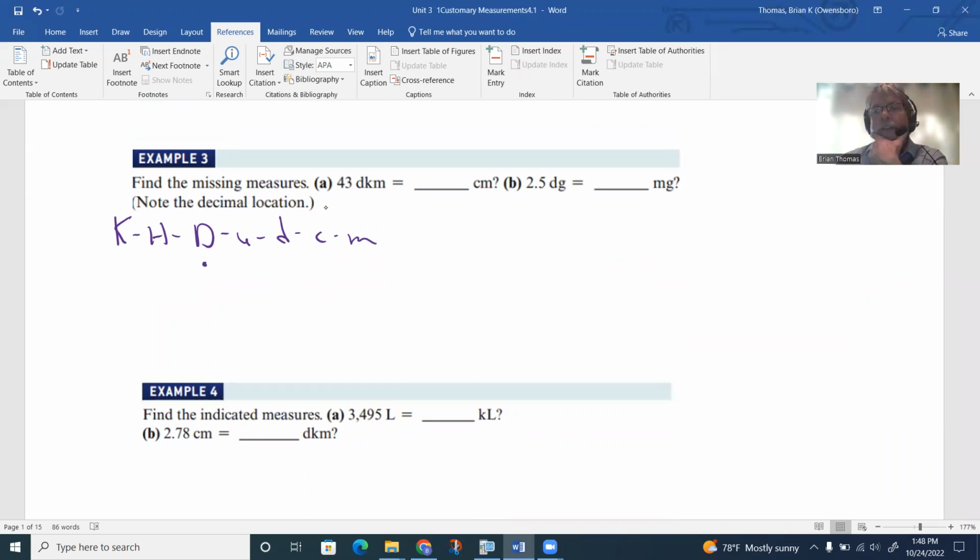Remember, since this is a base 10 system, all you have to do is know how many places the decimal has to move. It has to move to the units place, to the deci place, to the centi place. So it has to move to that spot. So it's 1, 2, 3 moves. The decimal has to move 3 places.